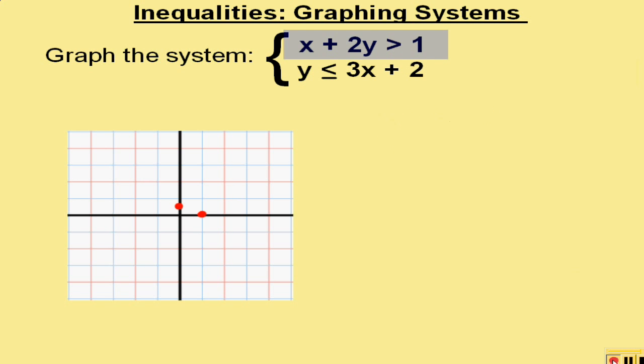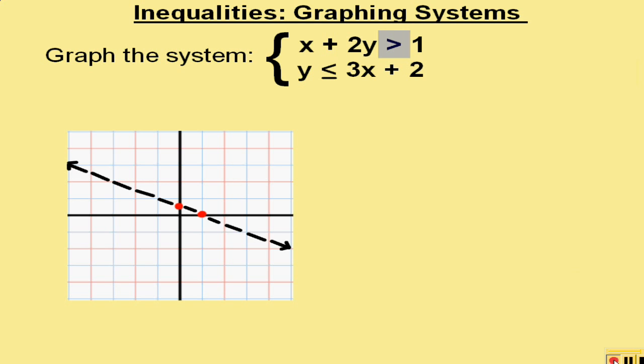Before we draw the line, we must first decide if it's going to be solid or dotted. To figure it out, we go back to the original inequality and look at the symbol here. Since it is just a greater than symbol and not a greater than or equal to, it is a dotted line. We now have to figure out which side of that dotted line to shade.